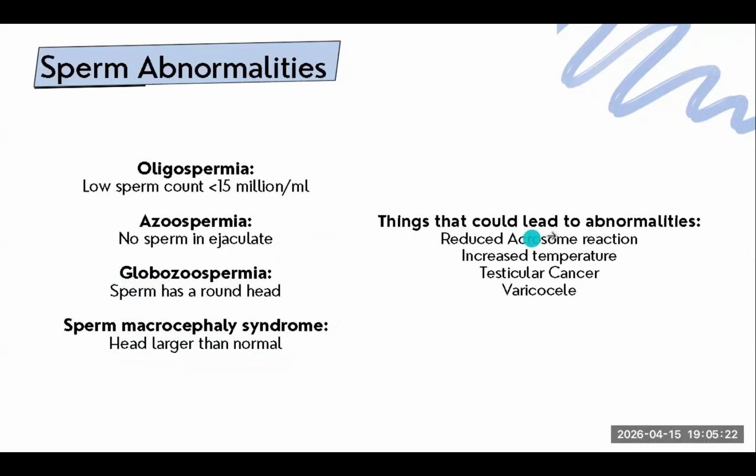Some things that could lead to abnormalities. The first one is reduced acrosome reaction. Remember, we said the enzymes of the sperm are present in the acrosome. The sperm would then go to meet the egg, and it should release those enzymes to go through the wall and release its genetic contents into the egg. That would be a complete fertilization. If you have a reduced acrosome reaction, this would lead to an abnormal sperm.